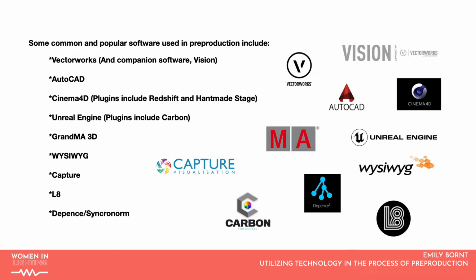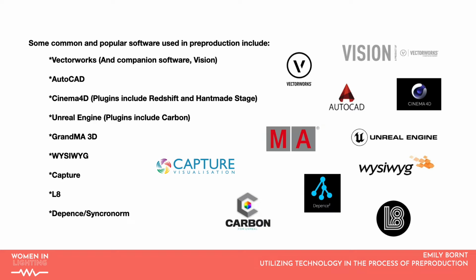When it comes to creating better quality renders than Vectorworks offers, Cinema 4D is a very popular solution. Cinema also has a variety of plugins you can install that are made for lighting and production design. Two popular plugins include Redshift and HauntMade Stage. Unreal Engine is becoming a popular free visualizer, and Carbon is an affordable but powerful companion plugin that caters to lighting and production designers. Also, it takes DMX input from consoles as a quick way to manipulate the lights.